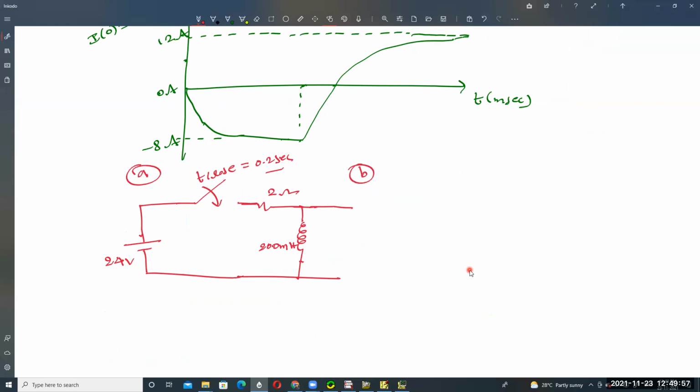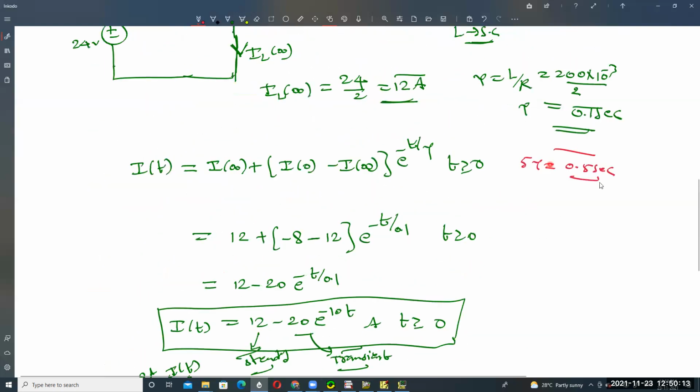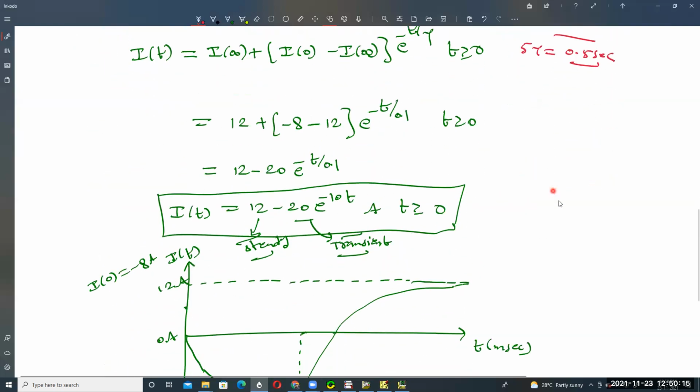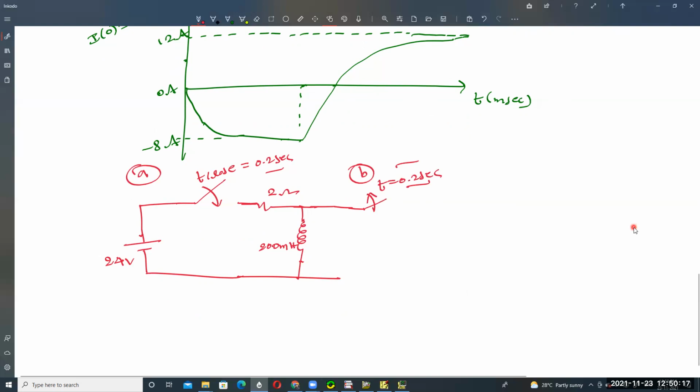Initially, this inductor is charged to minus 8 amps. That means this switch is opened at t equal to 0.2 seconds. So according to the below, we have to adjust the time. The time constant is 0.1 seconds. That's why this is the circuit.